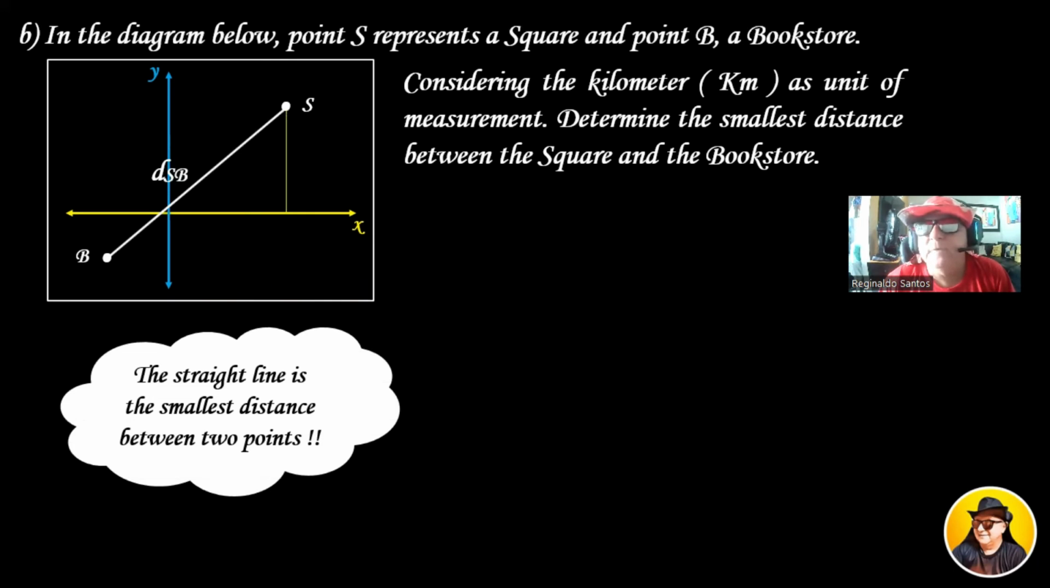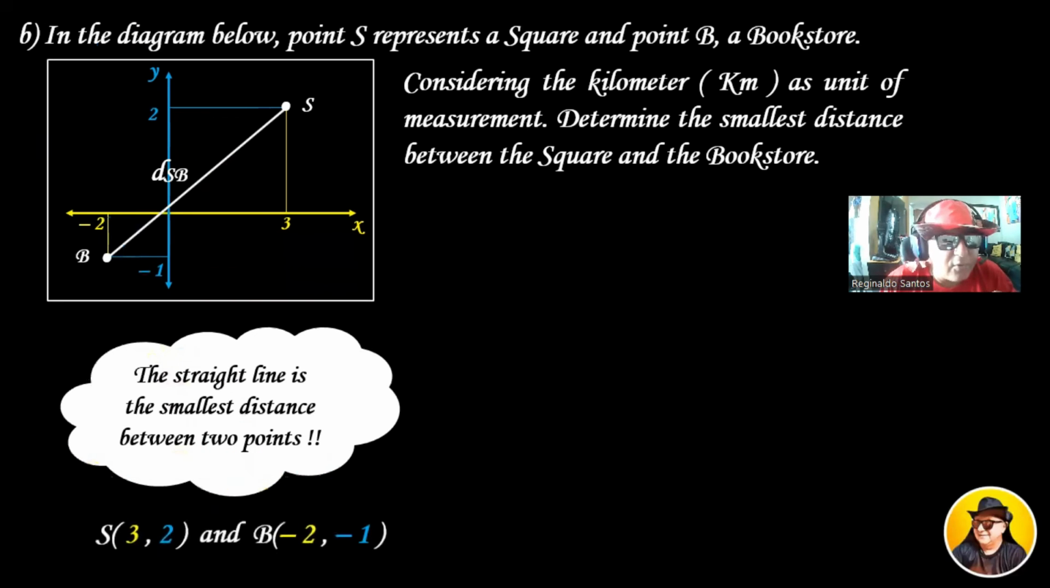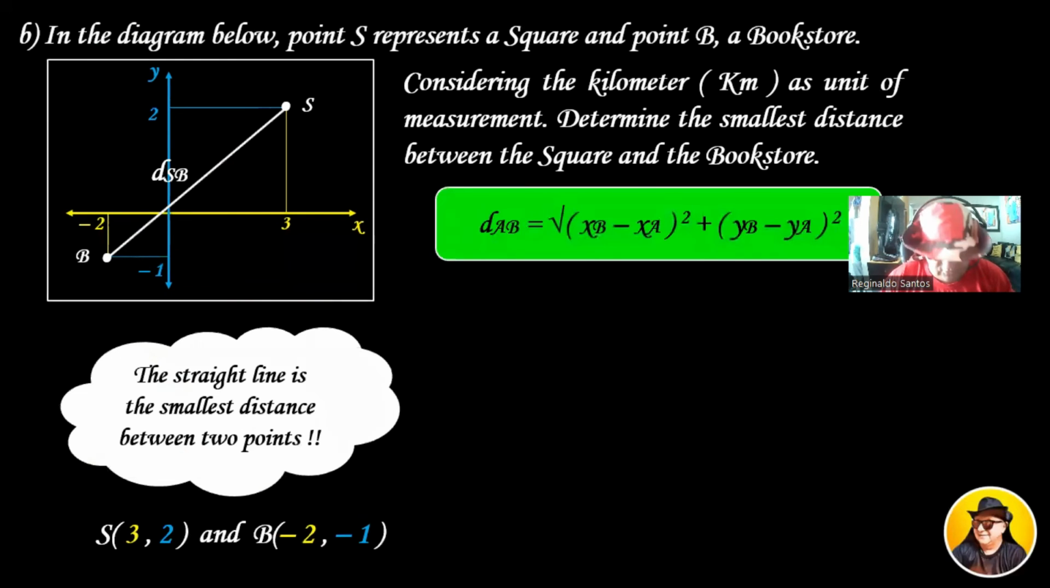Okay. Well, let's see the coordinates of points S and B. All right, so 3 is the x of point S, and -2 is the x of point B. And -1 is the y of point B, and 2 is the y of point S. So let's plug the values. Here we have that S is (3, 2) and B is (-2, -1).